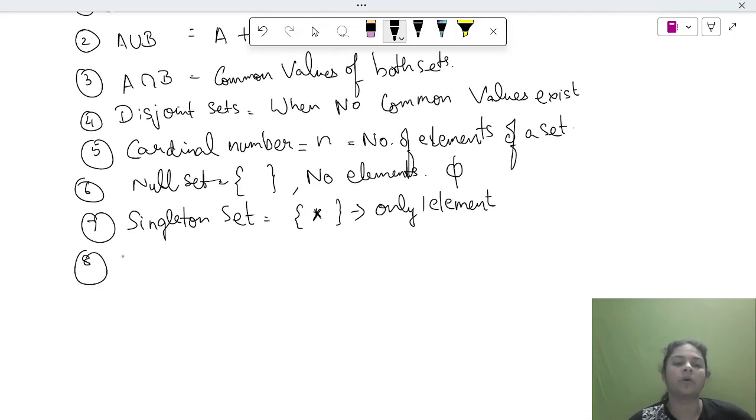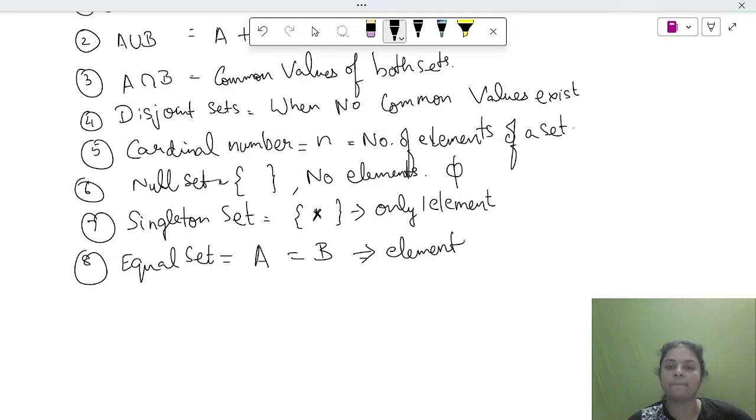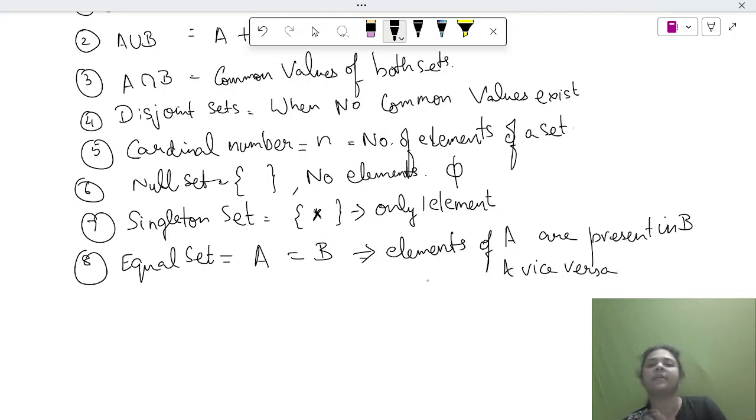Eighth, what is an equal set? Set A equals set B, it means that elements of A are present in B, and vice versa. Which means elements of A equals elements of B. There is no difference in the elements of A and B.